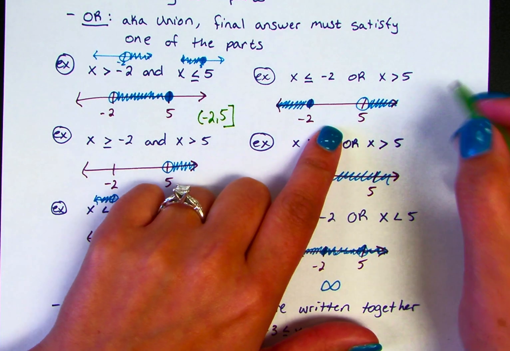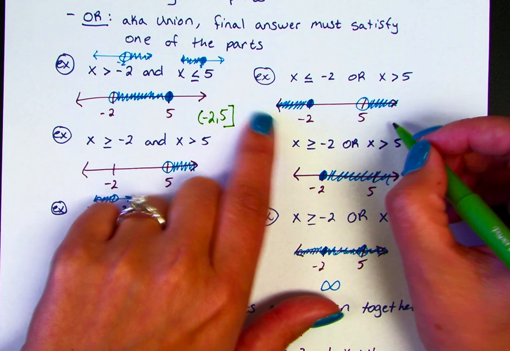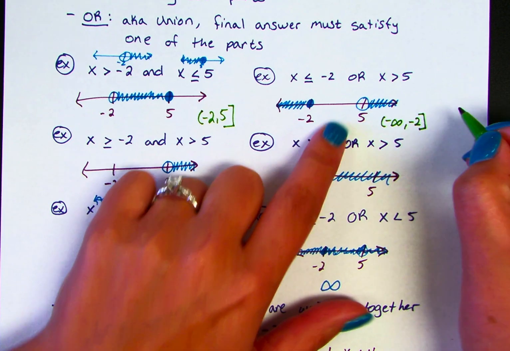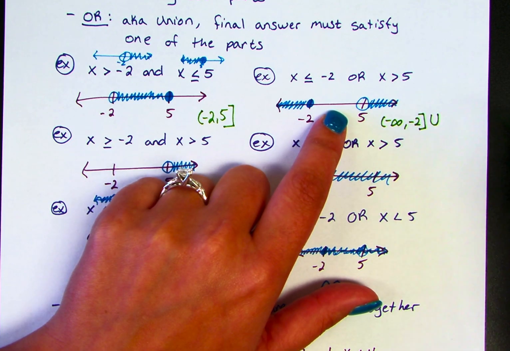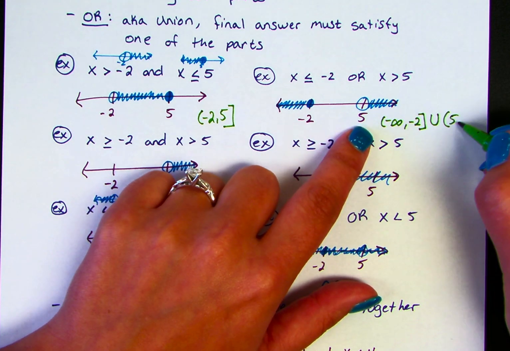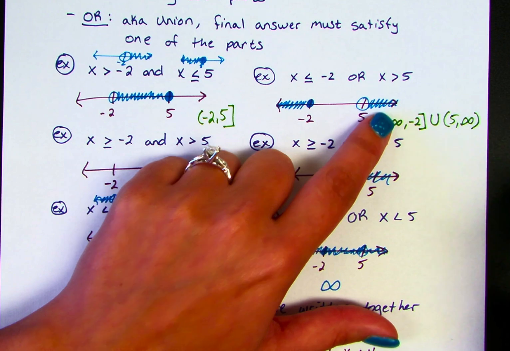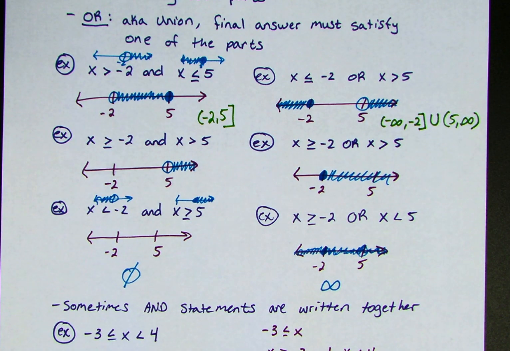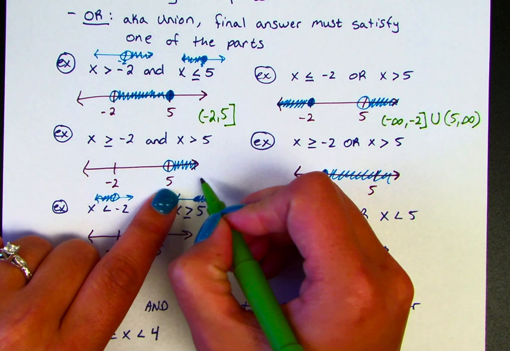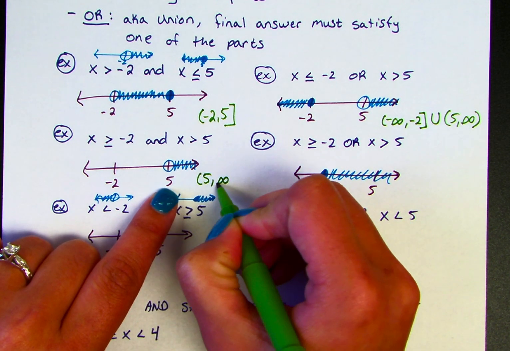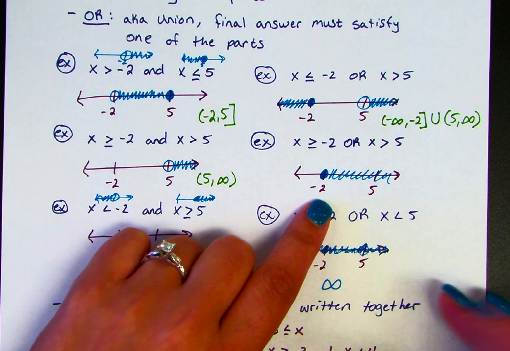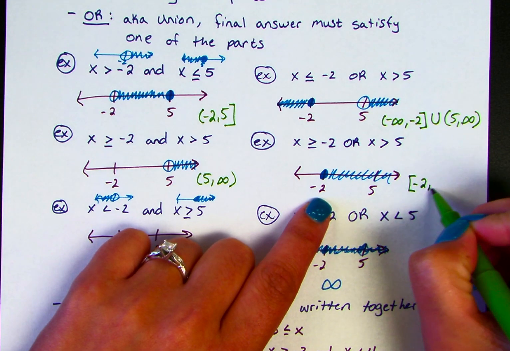Okay. This one, our interval notation, is coming from -infinity to -2 with a bracket, and then we skipped stuff, so I need to put my U symbol there to connect them. And then I'm going to have a parenthesis starting at 5, going towards positive infinity. Okay. On this one, let's see here, parenthesis at 5, going towards positive infinity. And infinity always gets a parenthesis. Here I would have a bracket for -2 going to infinity.